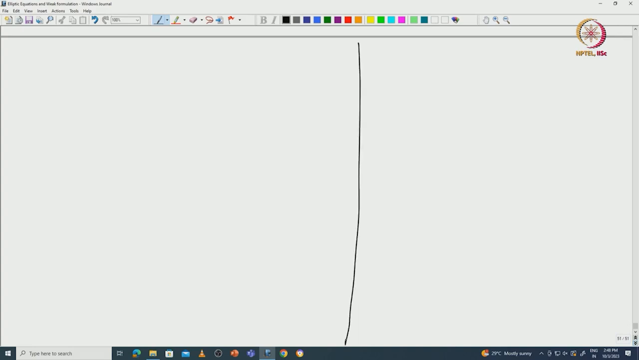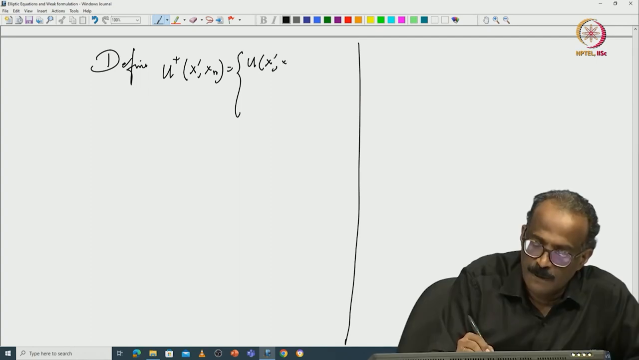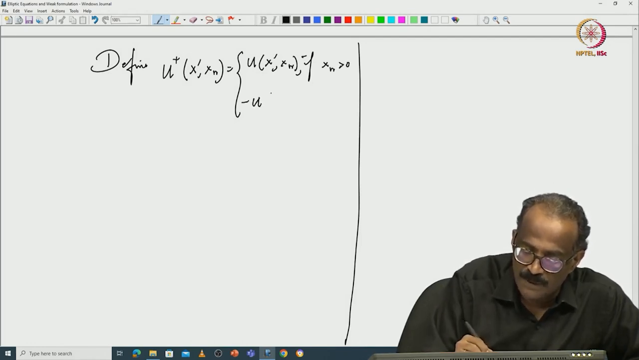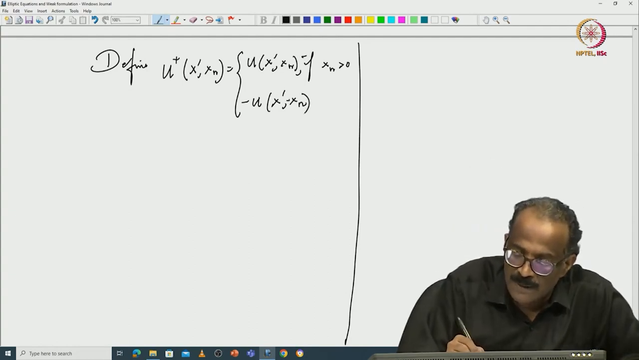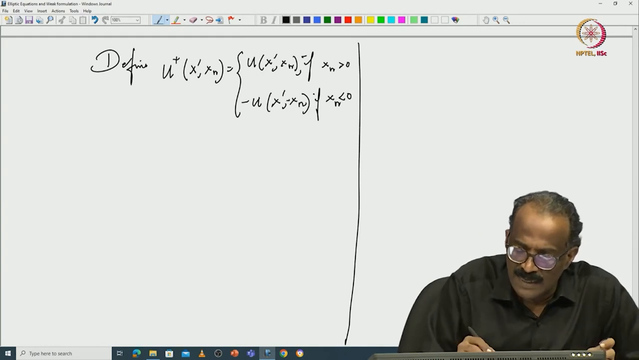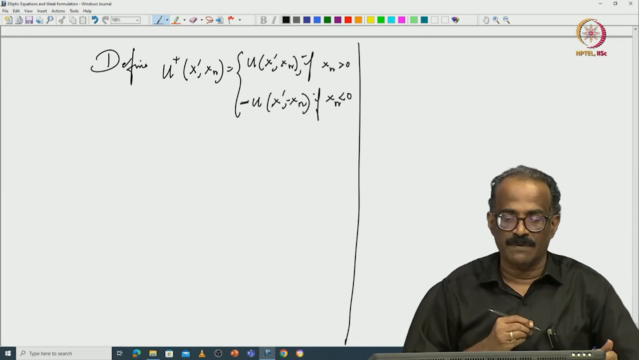Okay. So define, I use u plus only, u plus of x prime, x n is equal to u of x prime, x n if x n is positive, and here I put a minus sign, you need minus of u of x prime, minus x n if x n is negative, you see, because you have to satisfy a certain equation. So this is what you want to define, not exactly as I said, reflection together with a minus, or negative reflection, you need that one.